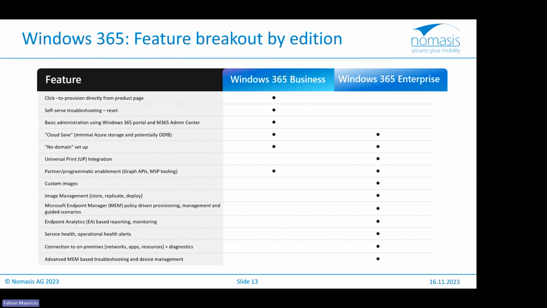I just wanted to put the feature breakdown so that you can see what's supported by the business version and what is supported by the enterprise version. I don't think that I need to go into many more details here, since most of the differences were explained previously.